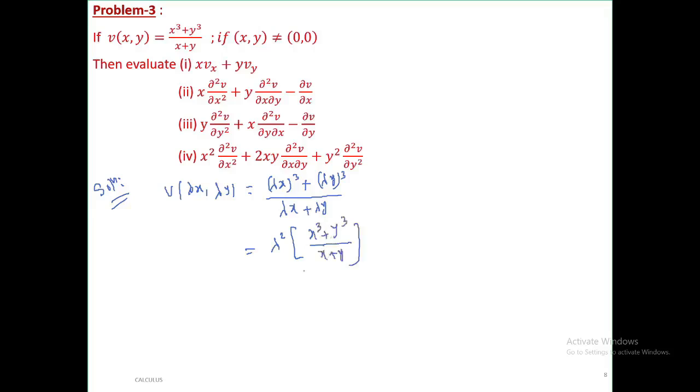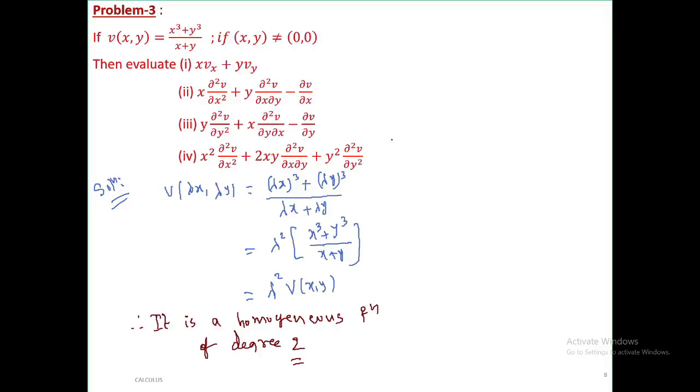So it is completely separated. That means it can be written as lambda square into v of x comma y. So therefore v is a homogeneous function of degree 2. Once it is a homogeneous function of degree 2, then we can apply Euler's theorem to the function v.